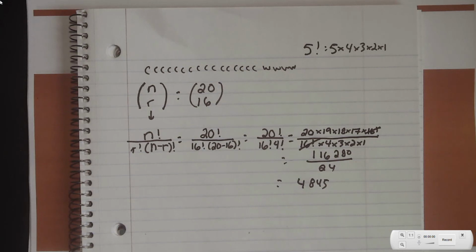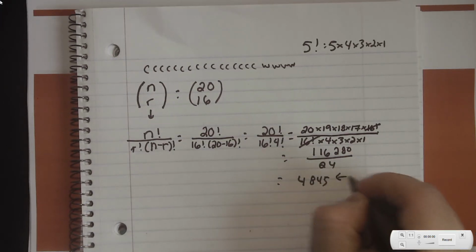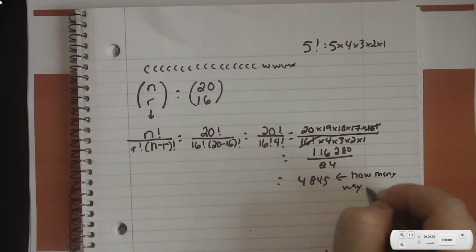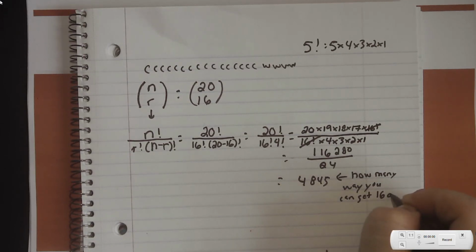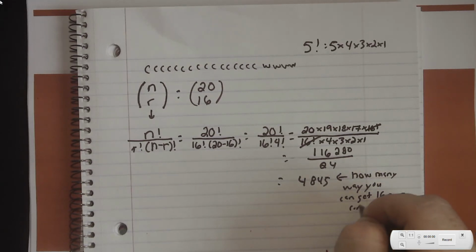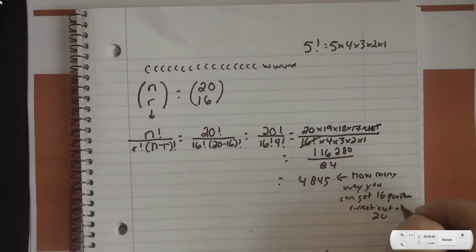Which means that if you have 4,845, that's how many ways you can get 16 questions correct out of 20.